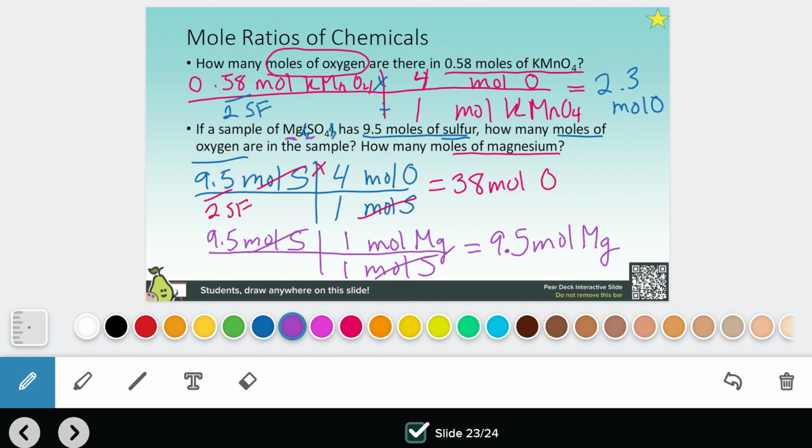All right. So using our chemical formula, we can change between individual elements, or we can change between an element and the formula itself, okay? So we've got a lot of options there.